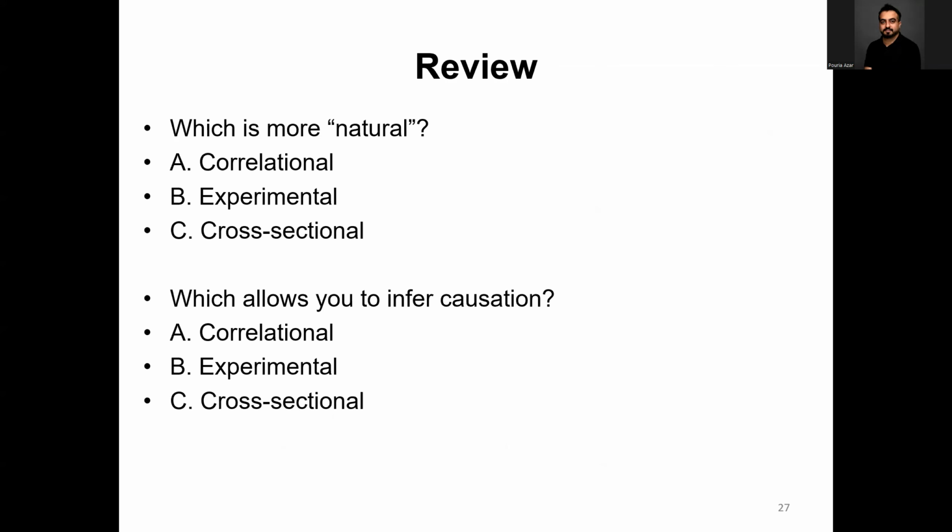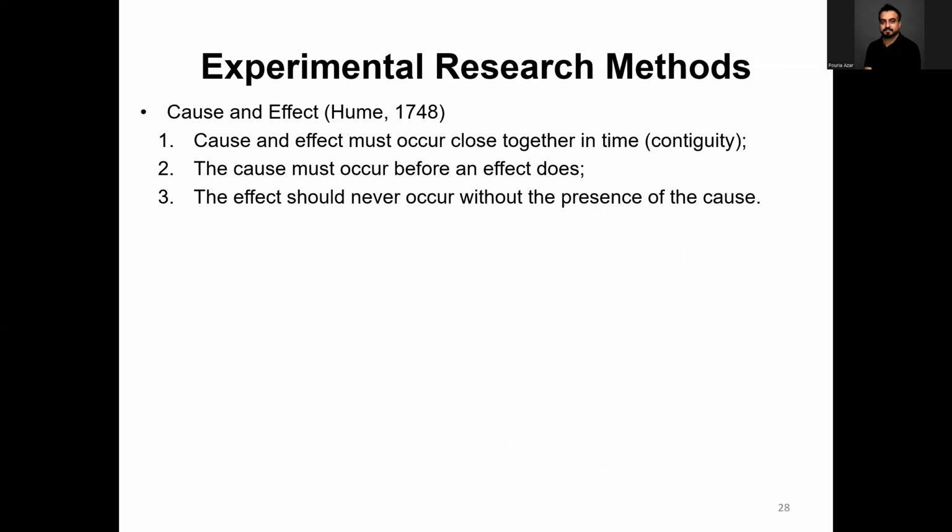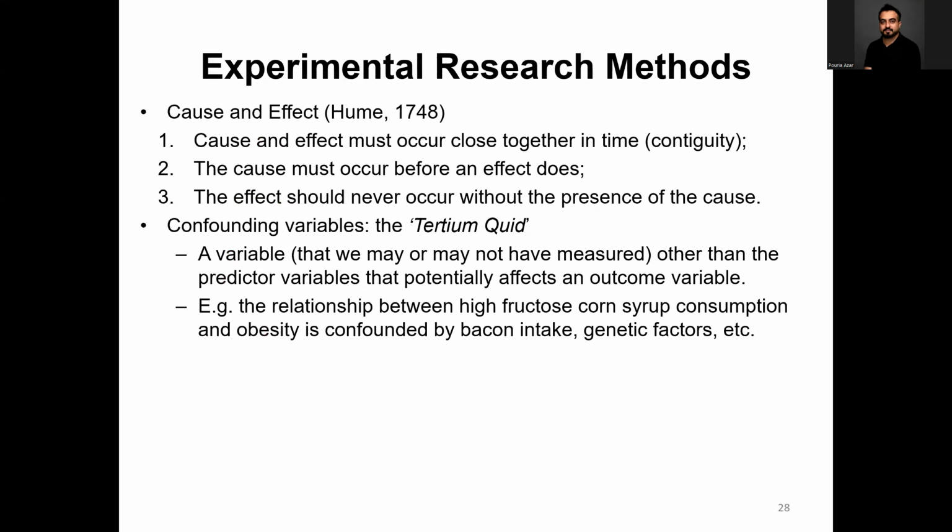Correlational, experimental, or cross-sectional? Correlational research is more natural, which does not allow you to infer causation. Cause and effect is coming from experimental research. These are the criteria for cause and effect. There are three terms, three criteria. And remember, we have confounding variables in experimental research, and we need to try our best to minimize, to kind of rule out the effects of confounding variables.